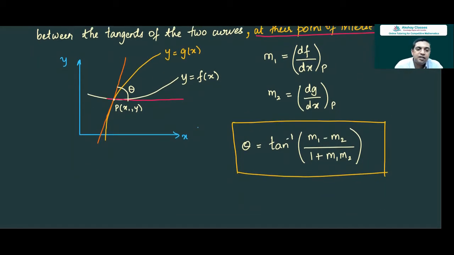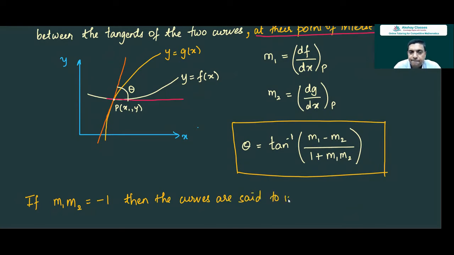All right. Now, if m1 m2 is equal to -1, then the curves are said to intersect orthogonally. Okay, so these are some points for us to keep in mind.